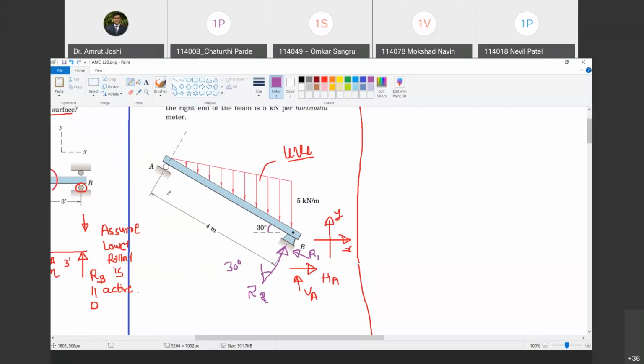What about the roller support at A? How will the reaction be there? Tell me. So, in two directions, it is going to be only in this direction. Do you agree with me? And I am going to call it RA.